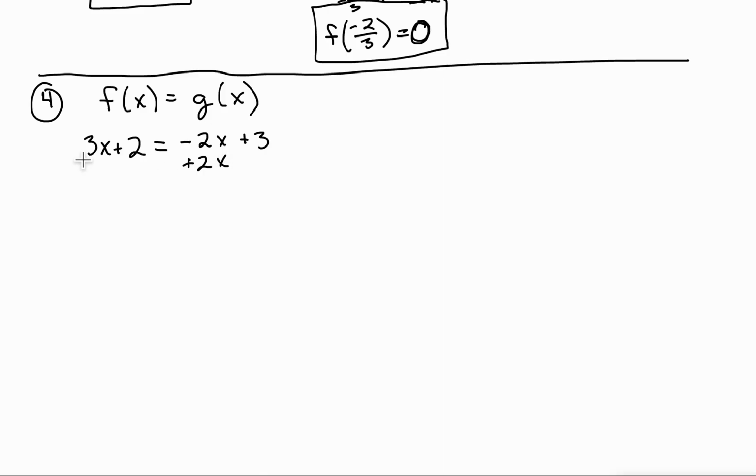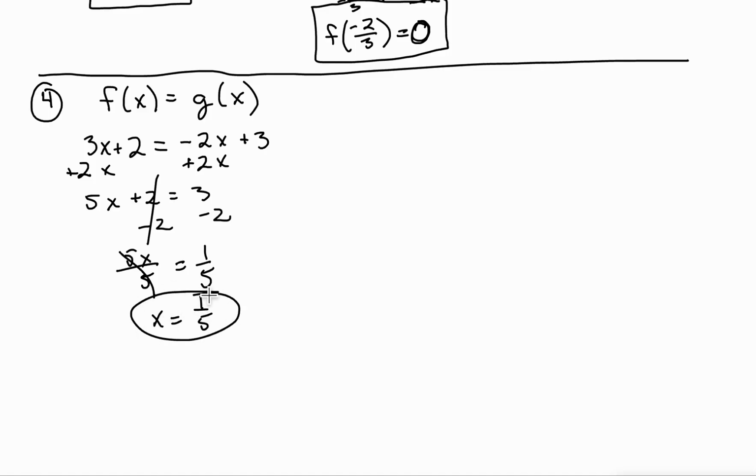I'll add 2x to both sides. So we get 5x plus 2 equals 3. Get x by itself by dividing by 5 on both sides. So x equals 1/5. Now, the trickier but fun one, I find, it's kind of a little algebra game. If we have g of f of x, it's a little bit more complicated.